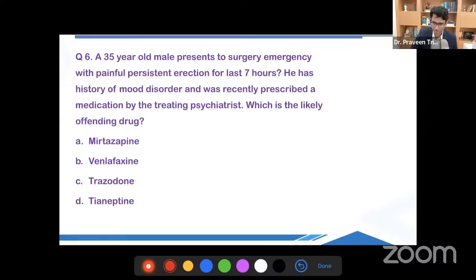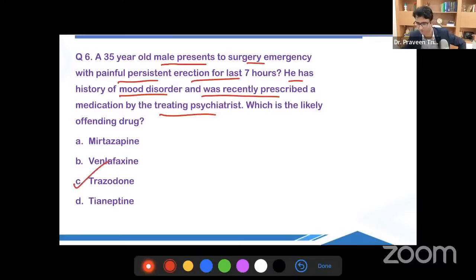A 35-year-old male presents to surgery emergency with painful persistent erection for last 7 hours. He has a history of mood disorder and was recently prescribed a medication by a treating psychiatrist. Now, this is a simple question. I'm sure all of you must have gotten it correct. Yes, the answer is trazodone. We all know that trazodone is associated with priapism, right?